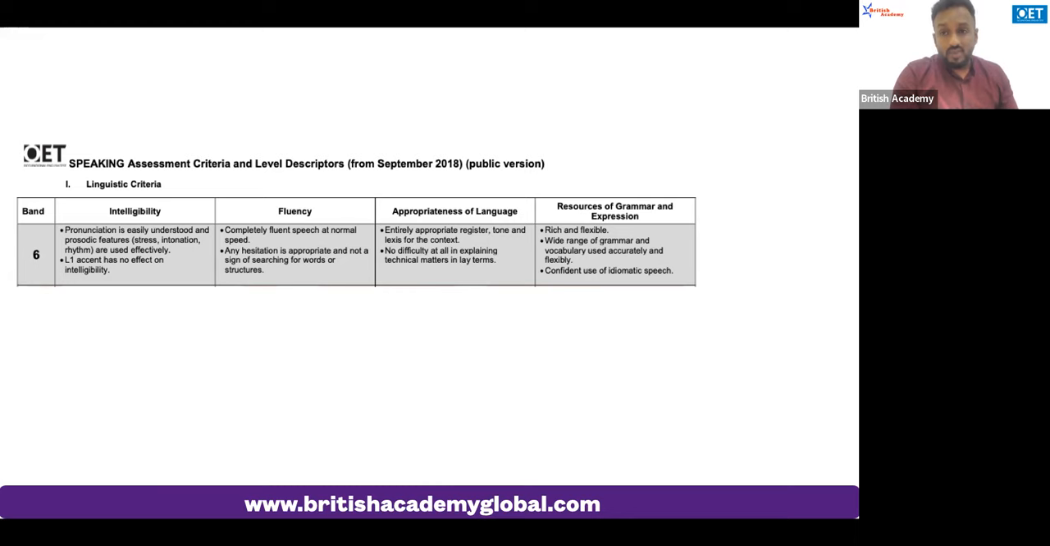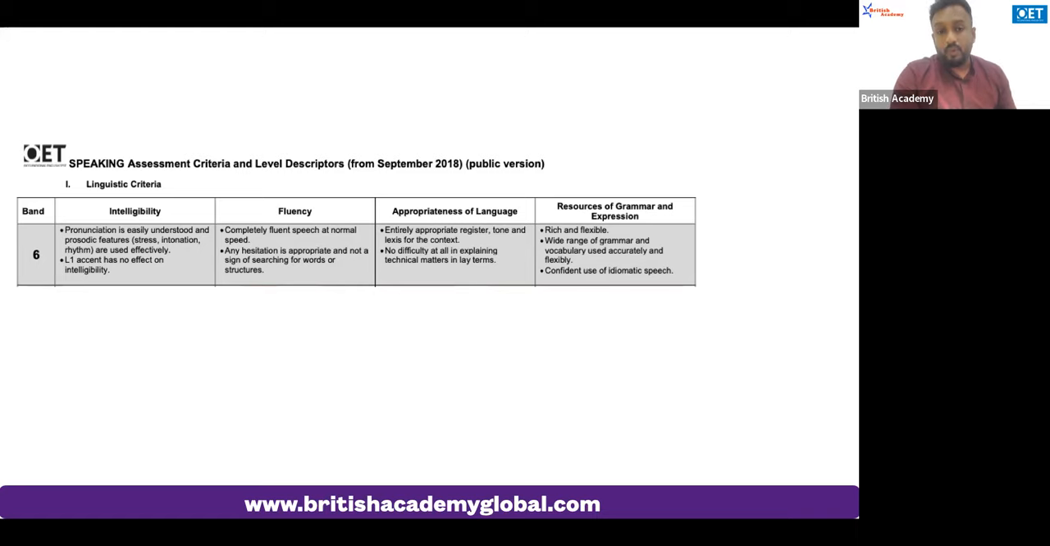Fluency, which means completely fluent speech at a normal speed. So do not increase your pace. I keep on telling my students when they do speaking with me to control their pace. Because pace needs to be well controlled. The person who's listening to your recording, even in the real scenario when you're talking to a patient, should be able to understand your speech.